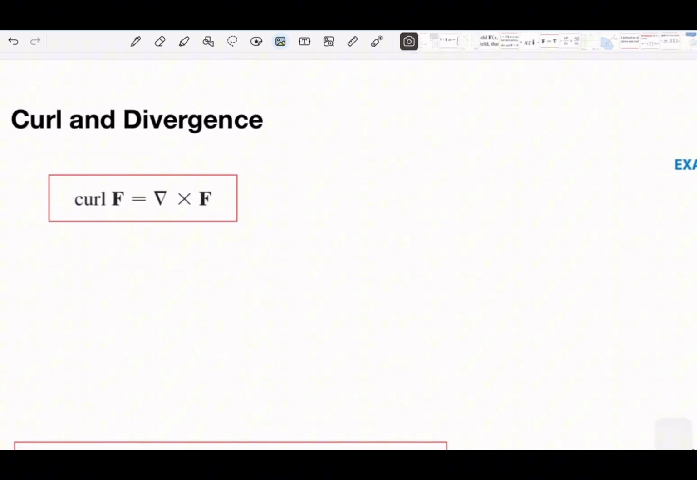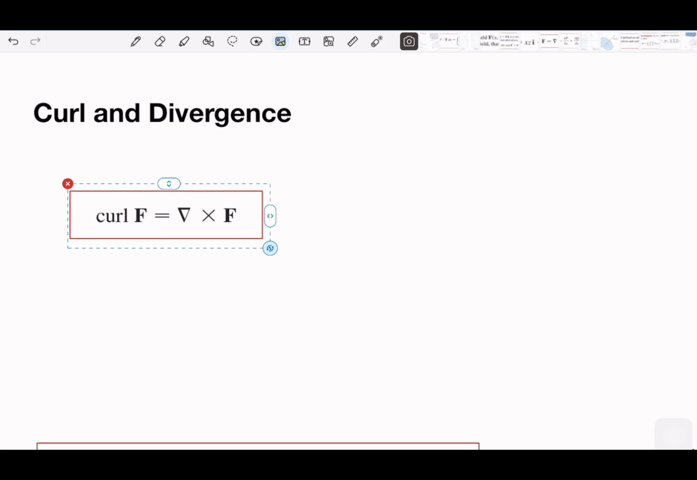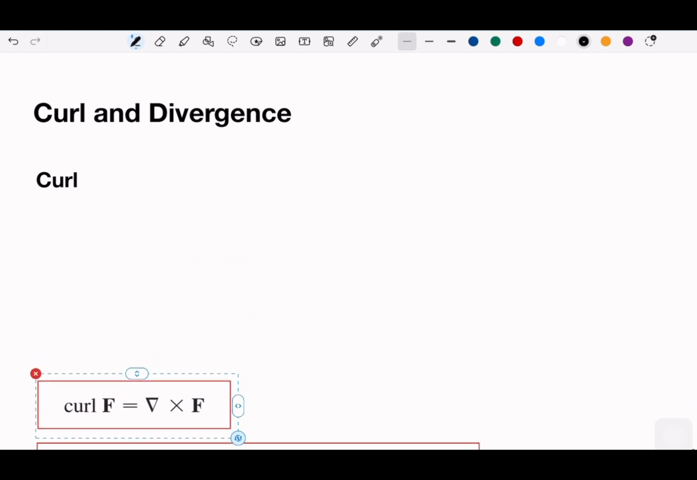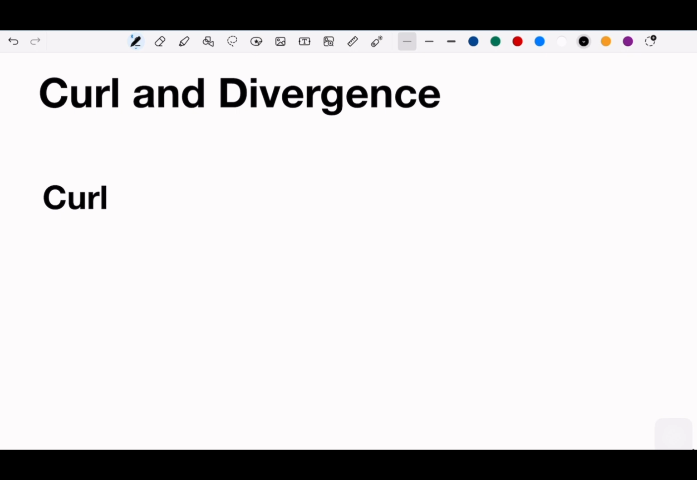Okay, to start with, we start with the definition of the curl. So let me write here the curl. So suppose maybe we start by defining the vector fields. Let's say we have F, and this will be our vector field.